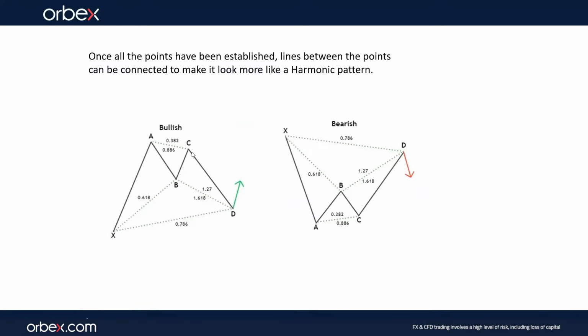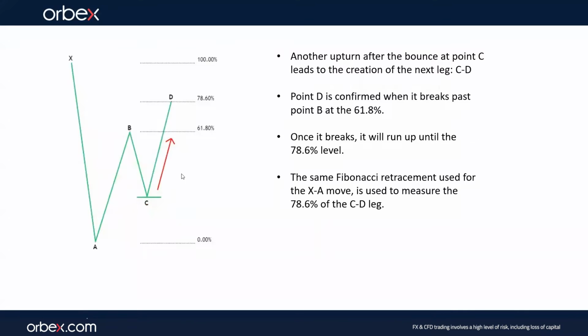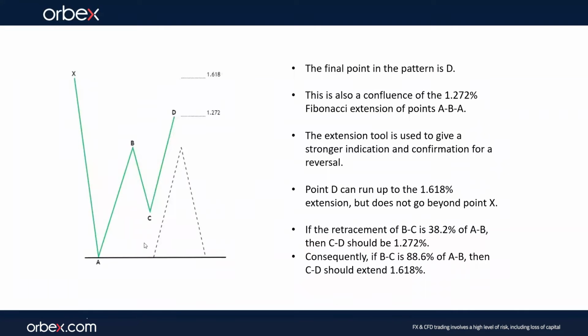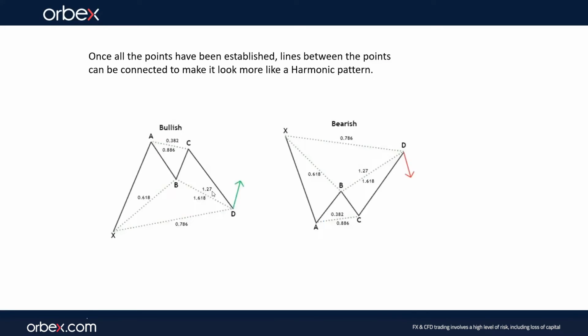And then we've got C to D, creating the C point, D point, and then 1.27 and 1.618. This was the Fibonacci extension. So going back to the previous one, as I said, we've got the ABA extension, which can run up to 1.272 and 1.618. So this is basically a Fibonacci expansion to form point D. So that's what those two figures mean.